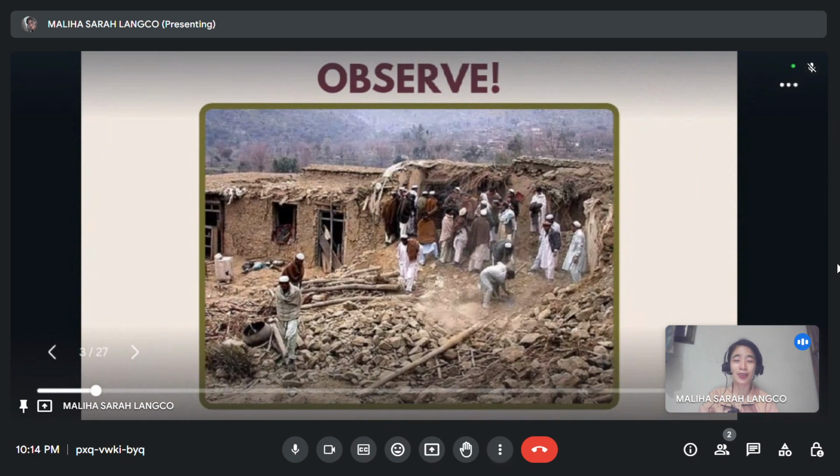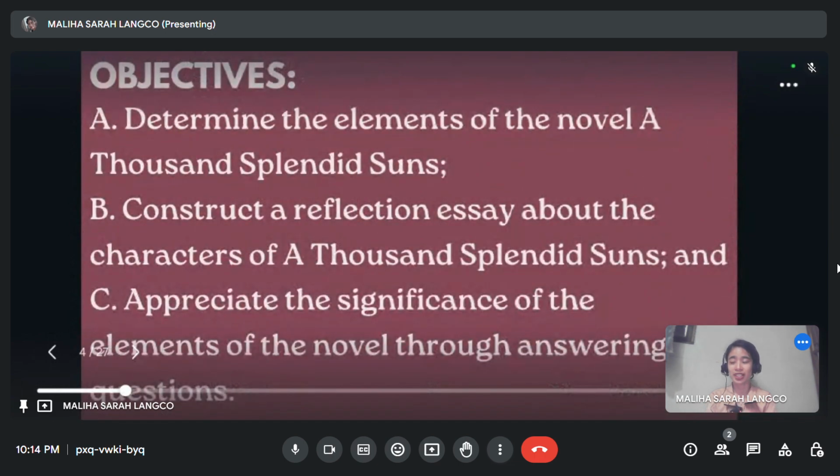So before we begin our lesson, here are the objectives for today's class. At the end of the lesson, you will be able to determine the elements of the novel A Thousand Splendid Suns, construct a reflection essay about the characters of A Thousand Splendid Suns, and appreciate the significance of the elements of the novel through answering questions.